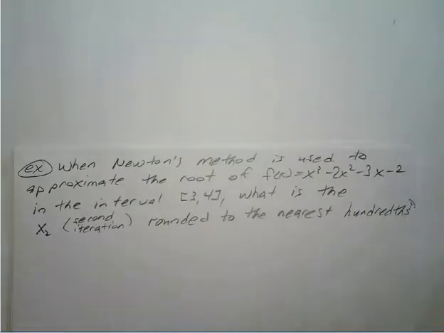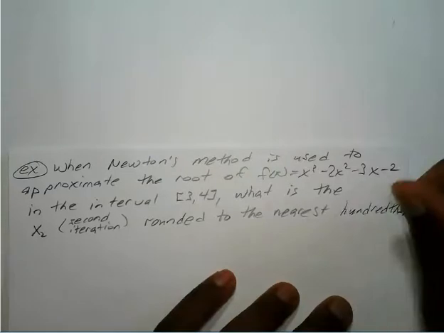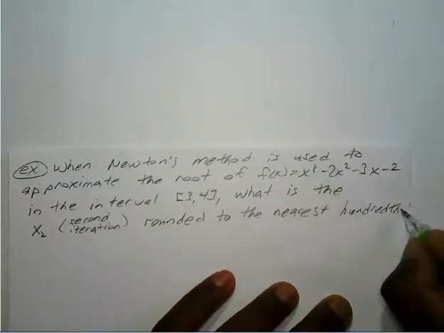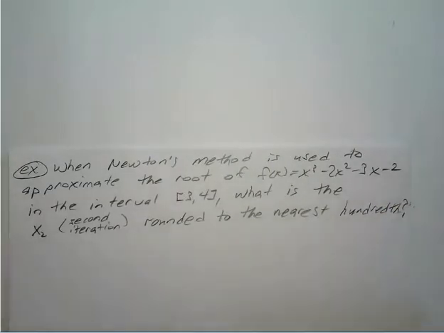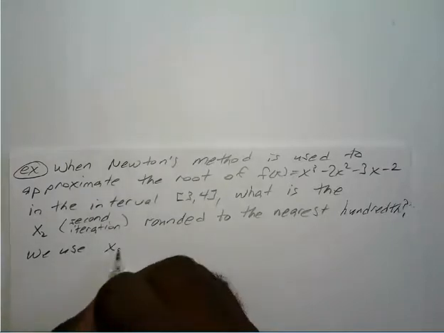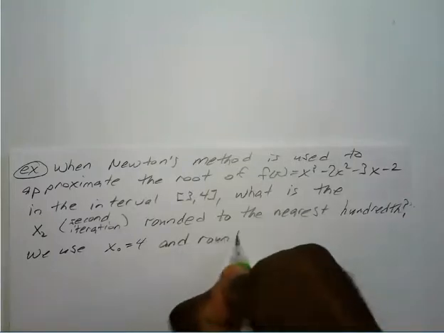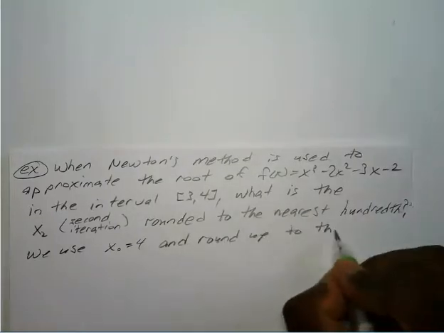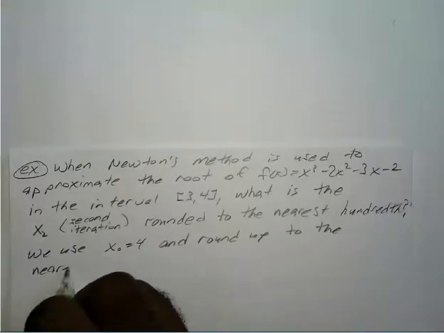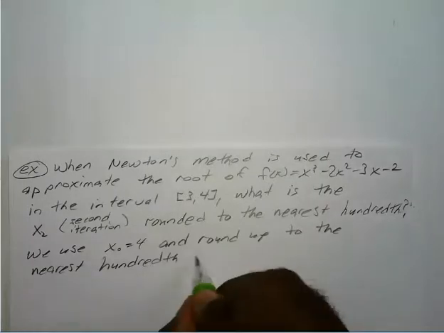I'm out of room for my question mark. And clean that up. There. We use x sub 0 equals 4 and round up to the nearest hundredth on each step.